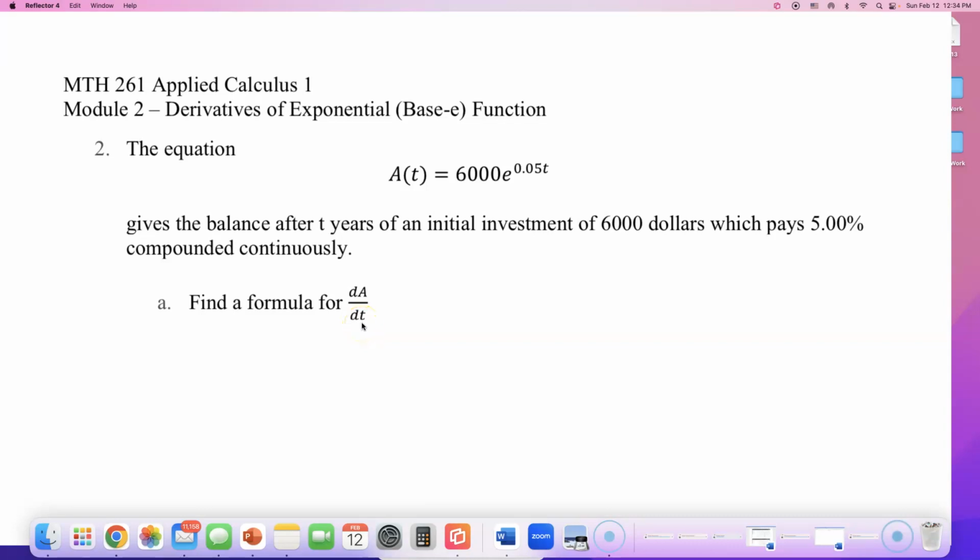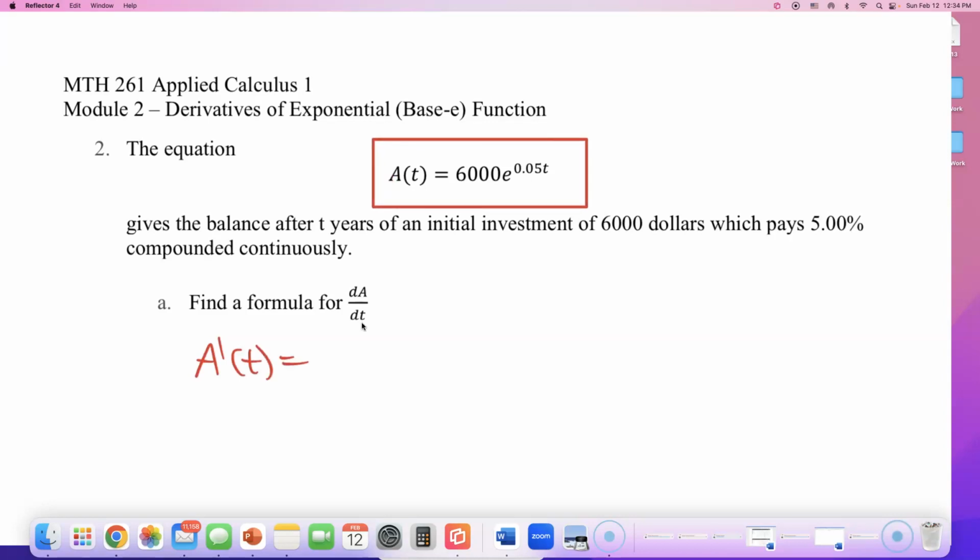So what do they want you to do? They want you to find the derivative of A with respect to t, okay? So simply, they want you to find A prime. So let's find A prime of t.